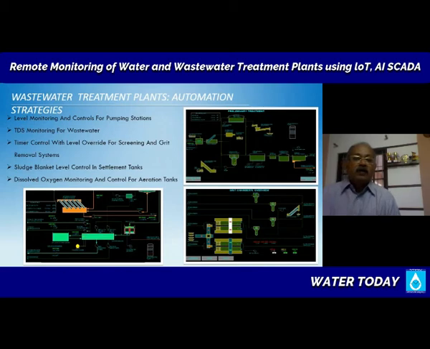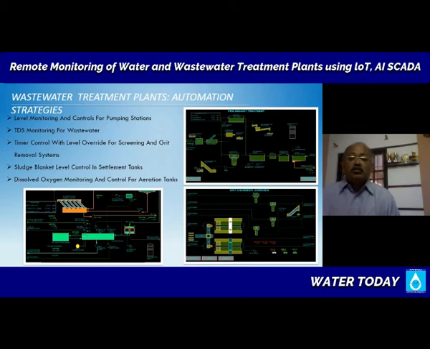And of course, you can have a differential level system. I think we saw that in an earlier slide, where you look at the water level upstream and downstream of the screen. And if the differential level increases, it means that the screen is blocked. And then you automatically remove the screening. So the screening operation can thus be optimized.